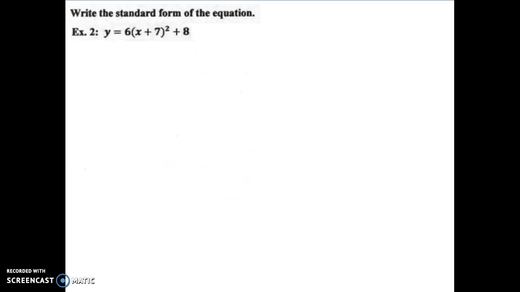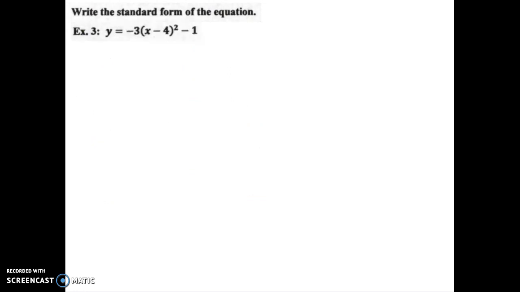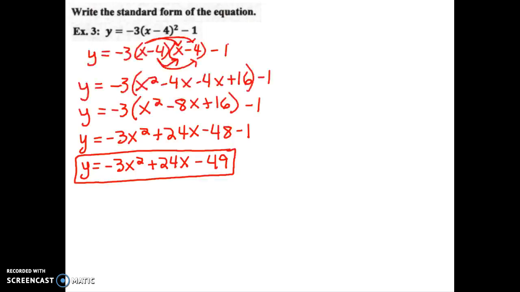All right, you guys try example 2 out by yourself. Press play to see what the answer is. All right, so this is what you should have gotten for example 2. Let's do the same thing with example 3. Pause the video and press play to see what the answer is. And this is what you should have gotten for example 3.